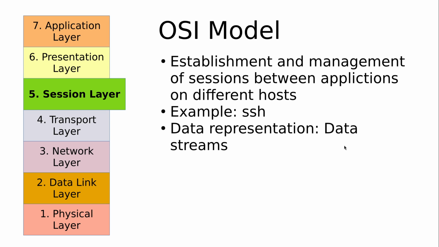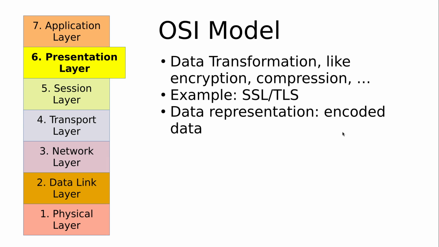The next layer is the session layer. The session layer is in charge of establishing and managing sessions between applications on different hosts. An example here would be SSH, and the data representation are data streams. The next layer is the presentation layer. In here you have data transformation like encryption, compression, but also encoding. Examples here would be SSL or TLS, and the data representation is encoded and maybe also encrypted data.